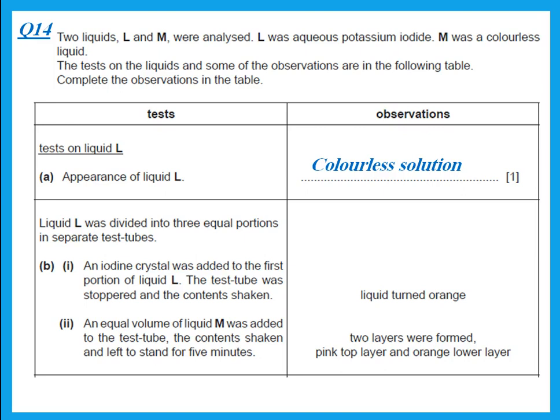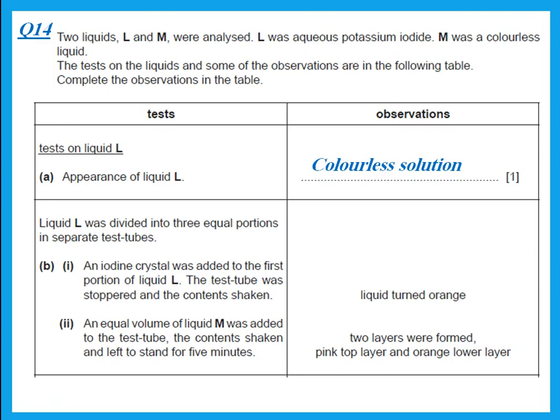Then he said liquid L was divided into 3 equal portions. An iodine crystal was added to the first portion. The test tube was stoppered and the contents shaken, and he said the liquid turned orange. This just tells me that the iodine dissolved in the potassium iodide, because L is potassium iodide. He added iodine to it, and the iodine dissolved in the potassium iodide solution.